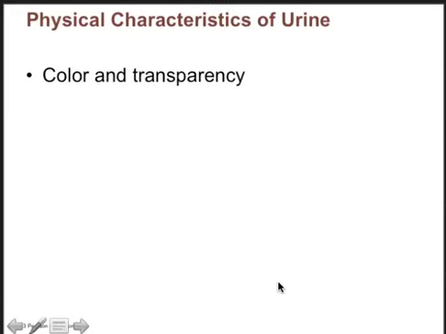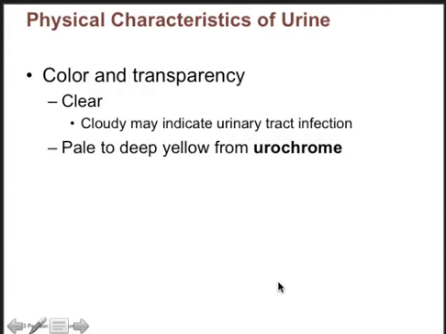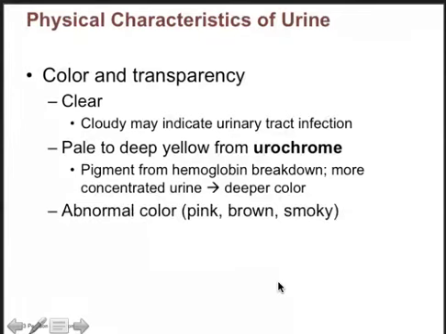If we look at urine, it should be transparent. It should be clear. If it's cloudy, this can indicate a urinary tract infection. It's generally pale to deep yellow from the presence of urochrome, which is a breakdown product of hemoglobin. In more concentrated urine, it's going to have a deeper color. It's going to be dark yellow to orange. Abnormal colors include pink, brown, or smoky color.